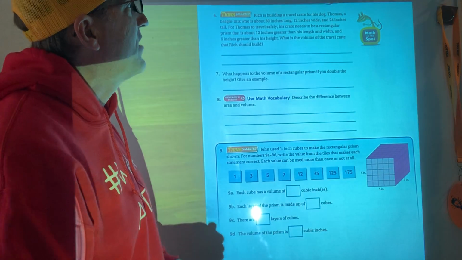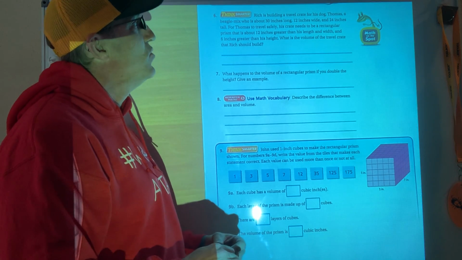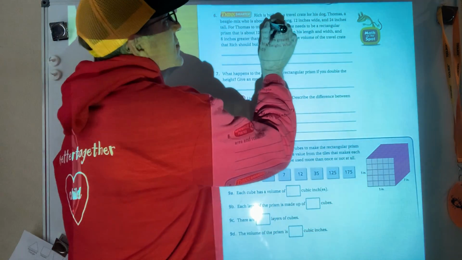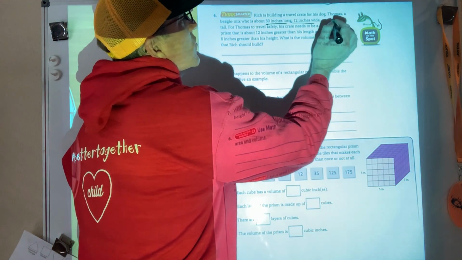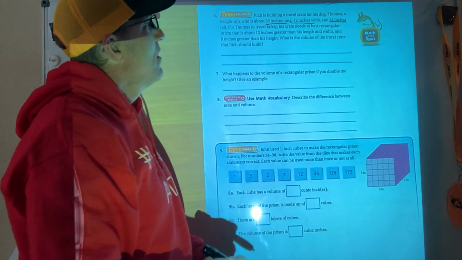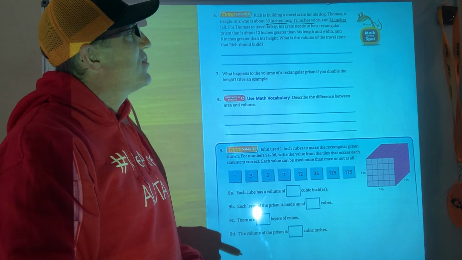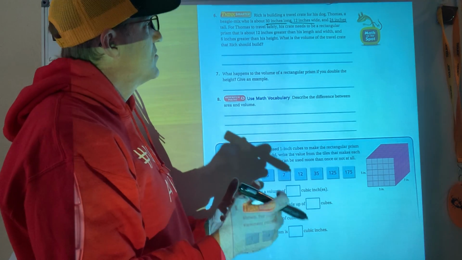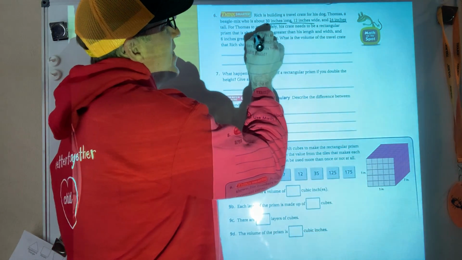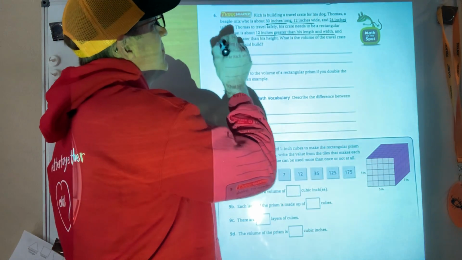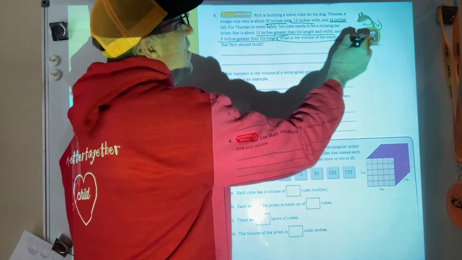So Rich is building a travel crate for his dog, Thomas, a Beagle mix, who's about 30 inches long, 12 inches wide, and 24 inches tall. So for Thomas to travel safely, his crate needs to be a rectangular prism that is 12 inches greater than his length and width, and 6 inches greater than his height. What is the volume of the crate?